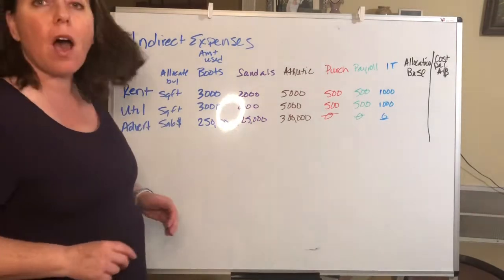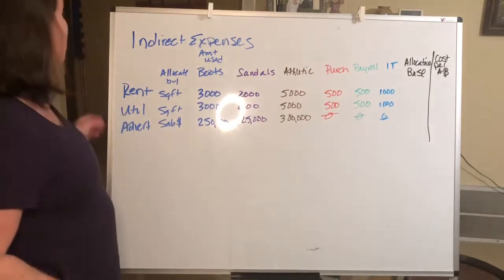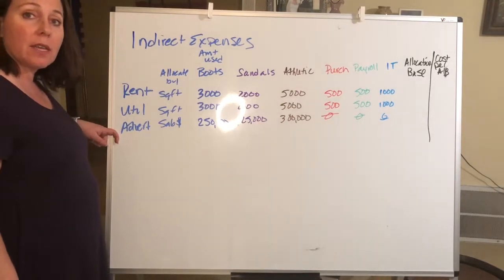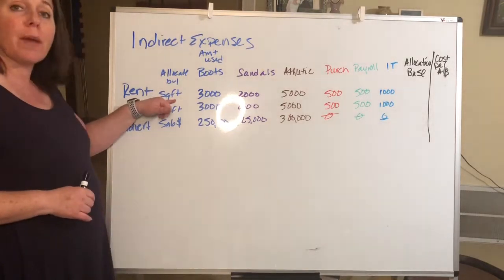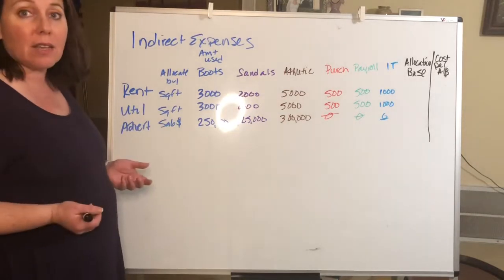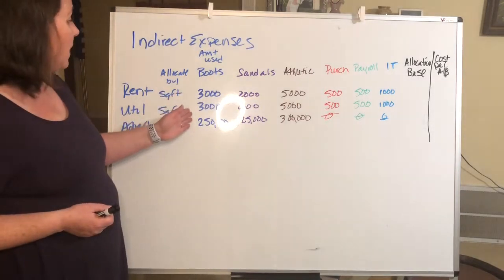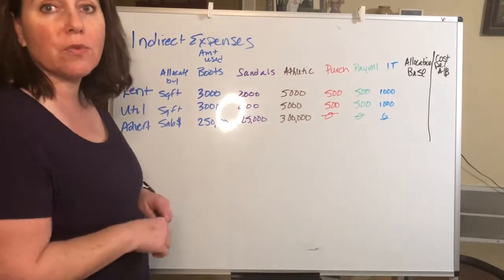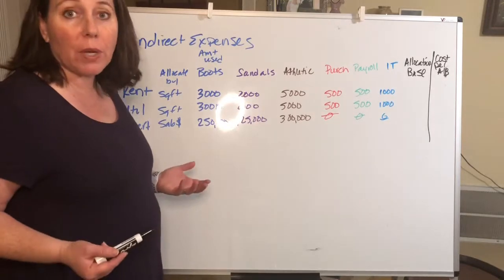We're going to look at all of our indirect expenses and we're going to figure out how to allocate them. So we have three indirect expenses: rent, utilities, and advertising. And we've determined that the best way for us to allocate is to allocate rent by square feet, utilities by square feet, and advertising by sales dollars. We also know how many square feet and sales dollars each department used. So the first thing we have to do is figure out what's our denominator. What's the total amount of square feet that we are paying for?